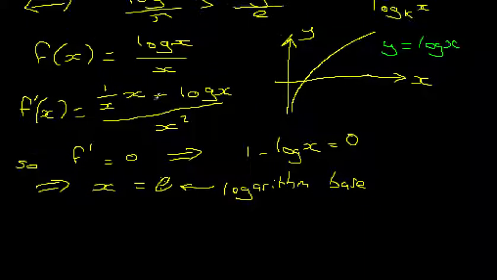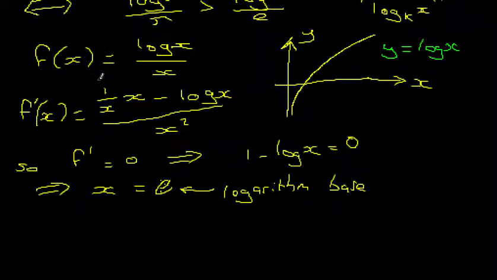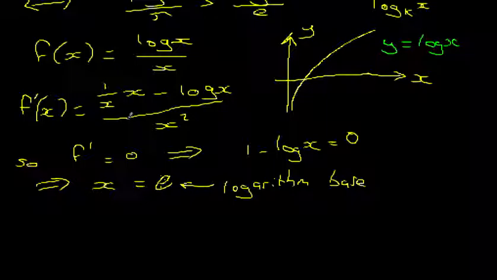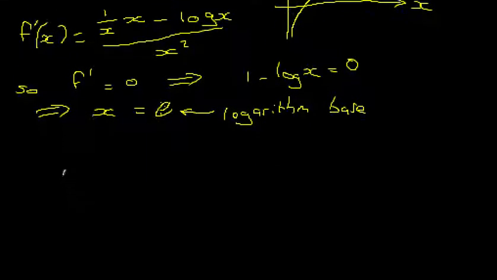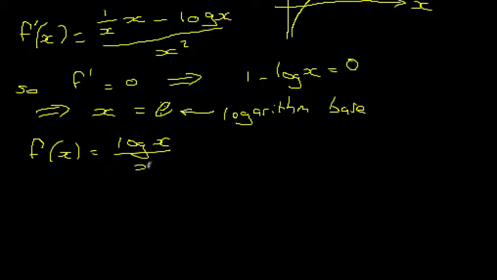Another good thing is to consider behavior for extreme values of x. For this to be real, x has to be positive, so we'll only consider the positive quadrant. Log gets a bit messy for negative x. I'll just write it again: f of x is log x over x.